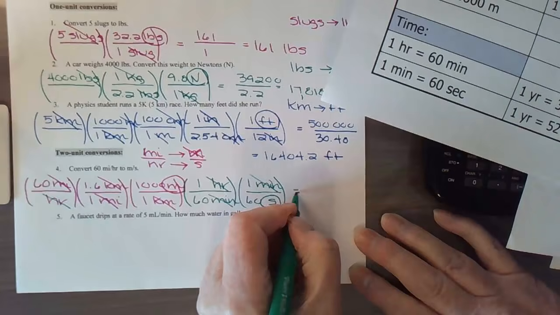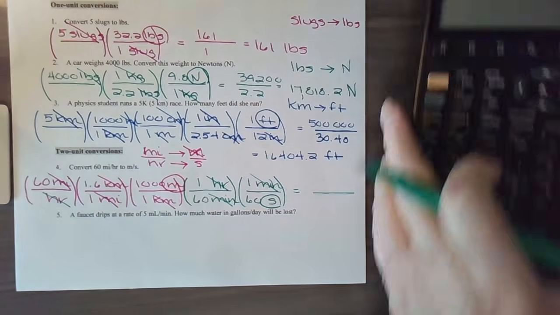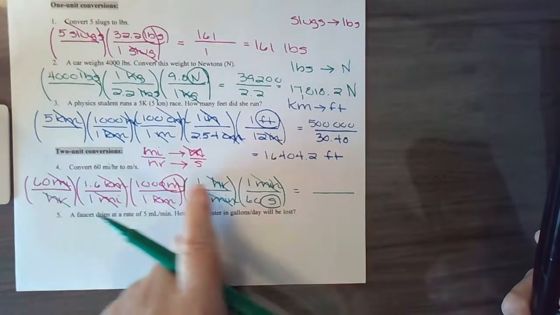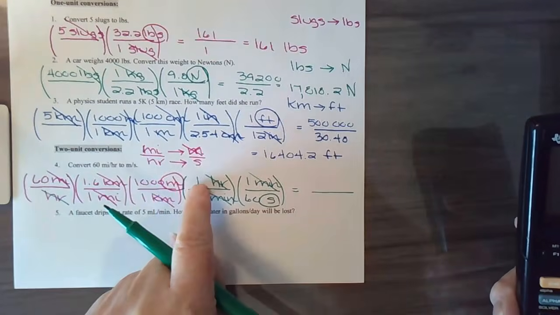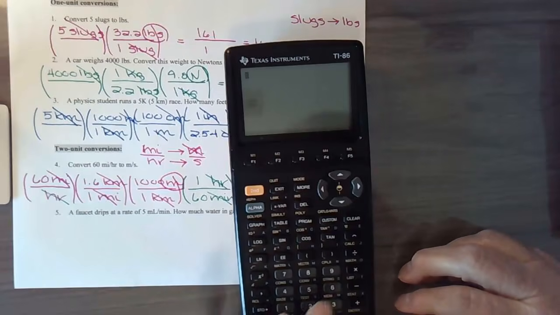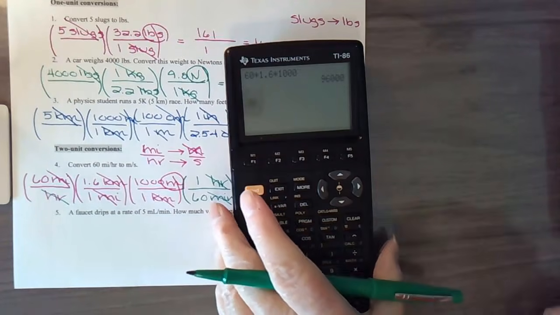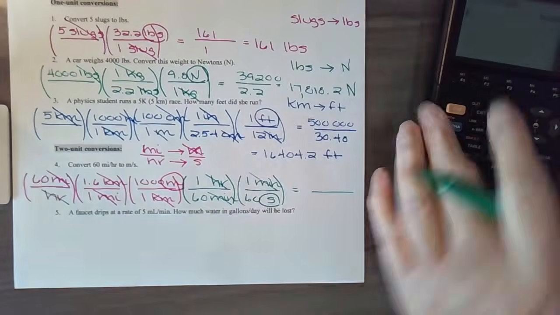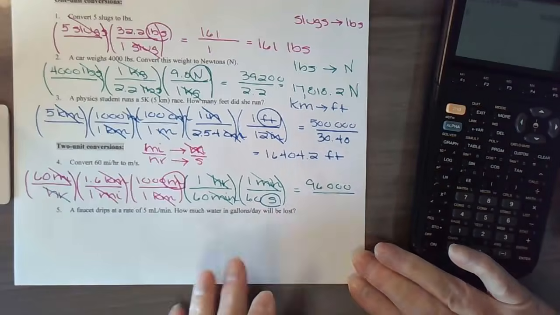Now I just got to figure out what it's equal to. So again, I'm going to multiply everything on the top. So 60 times 1.6 times 1,000 times 1 times 1. Let's do that. So we have 60 times 1.6 times 1,000 times 1 times 1 is 96,000.